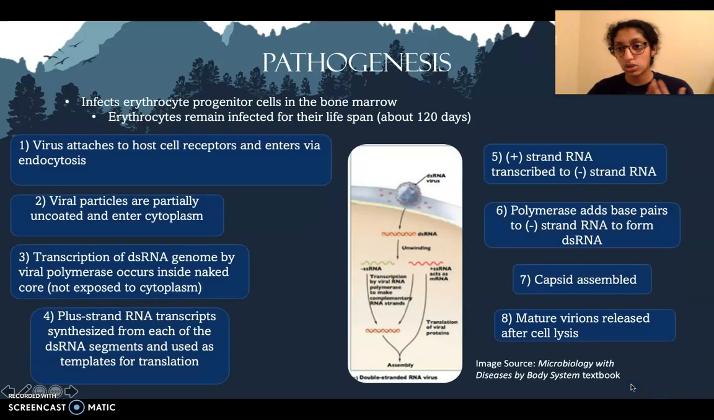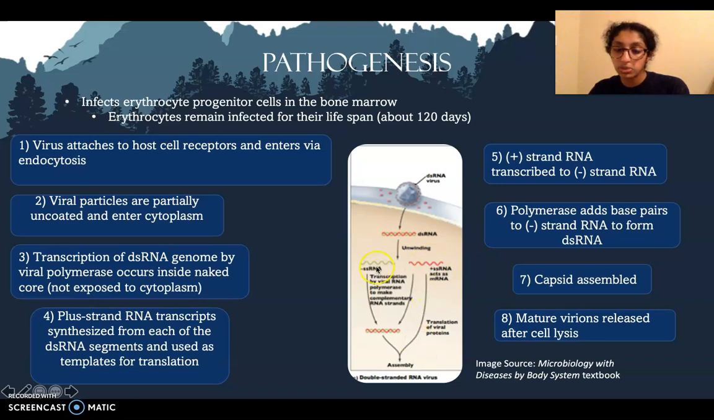Moving on to pathogenesis. So this virus actually infects our erythrocyte progenitor cells in the bone marrow. And so once your erythrocytes mature and develop, the virus will be present inside those erythrocytes until the cells die at about 120 days or 4 months. So the virus enters our cells. It first has to recognize the cell receptors, and uncoating of the capsid occurs, the double-stranded RNA unwinds, positive single-stranded RNA is synthesized, then translated to form viral proteins.